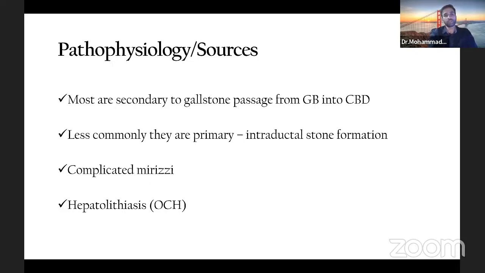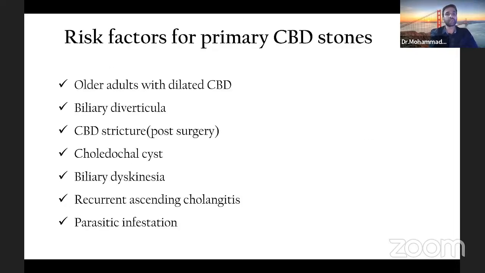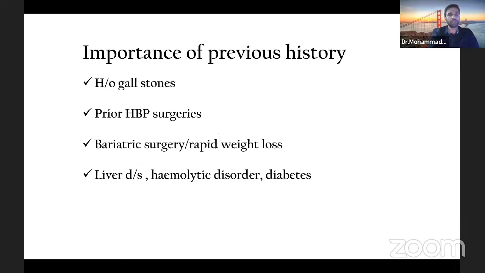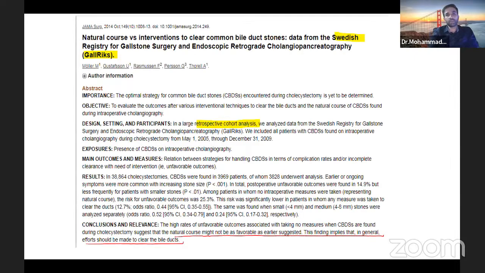What is the pathophysiology? As you know, there's primary and secondary, and they can be complemented by Mirizzi and hepatolithiasis. What are the risk factors? Old age, periampullary diverticulum, CBD stricture, choledochal cyst, and parasitic infection in case of primary stones. There's an important previous history: a previous history of gallstones, previous HPB surgeries. The patient may have undergone bariatric surgery, rapid weight loss, liver dysfunction, hemolytic disorder, diabetes. The natural course of this is a paper in the JAMA.